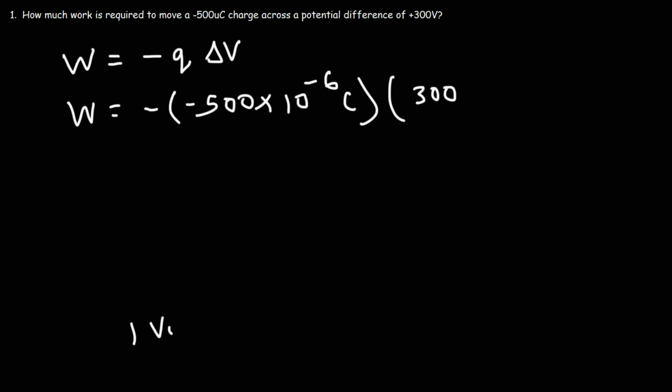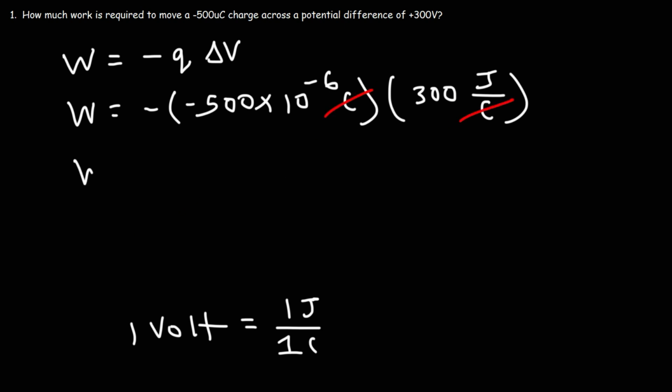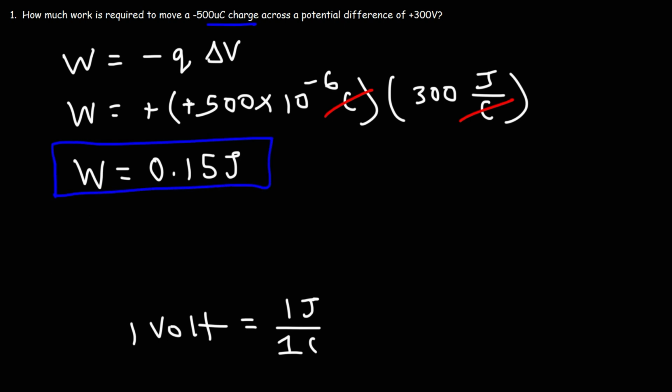Now recall, 1 volt is 1 joule per 1 coulomb. So we can write this as joules per coulomb. So thus the unit coulombs will cancel, and we're going to get the work in joules. So we have two negative signs, which will make this positive. So it's going to be 500 times 10 to negative 6 times 300. And the work done is going to be 0.15 joules. So that's how much work is required to move this particular negative charge across a potential difference of 300 volts.